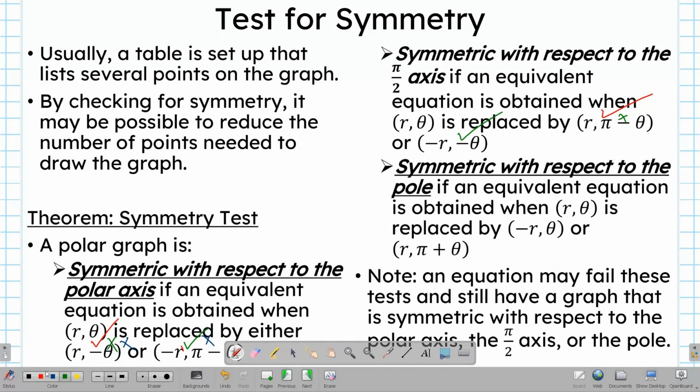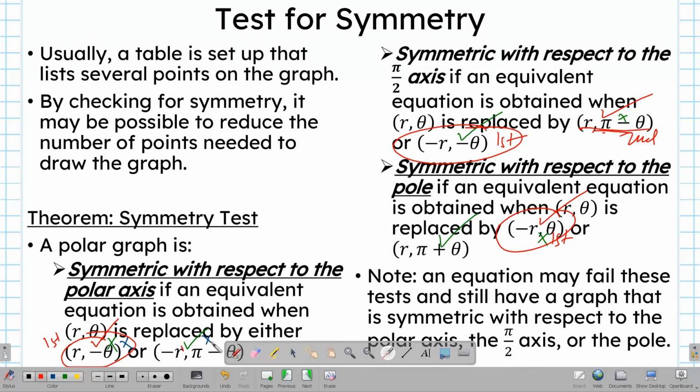That goes the same with respect to the pole. You check here first. If it doesn't work here, then you check the other one. May I repeat that? The first thing that you check for the pi over 2 axis is this one. Then you check this as the second one. The one without the binomial with pi is the one that you check first. So for the pole, this is the first one. For the polar axis, this is the first one. But then again, it might not work on the two, but still be symmetric.